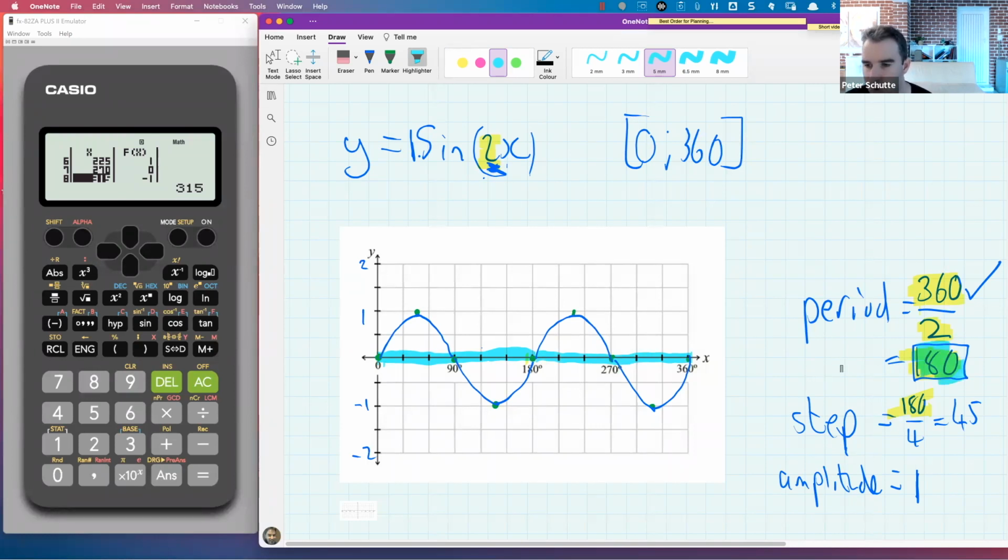Now, how do you draw the graph? Well, the step size is just going to be basically the recommended number of dots that we draw before we join them. And we take the period, whatever it is, and for the sine and cos graph, we divide by 4. For the tan graph, we divide by 2. And in this case, we get 45. And so that's why these are going in 45-degree jumps. That's the step size.